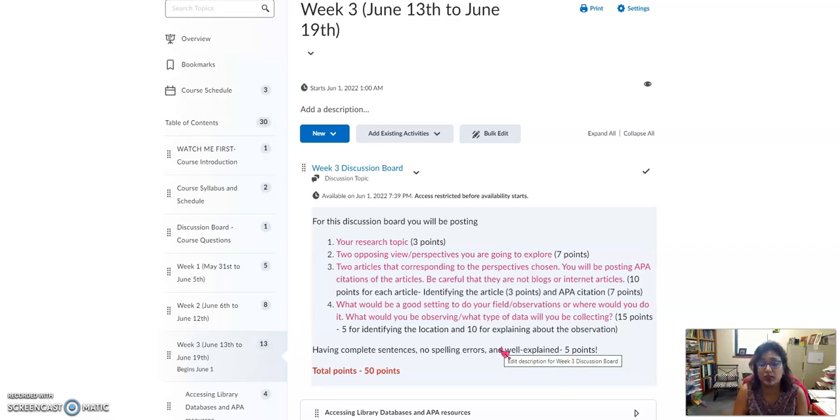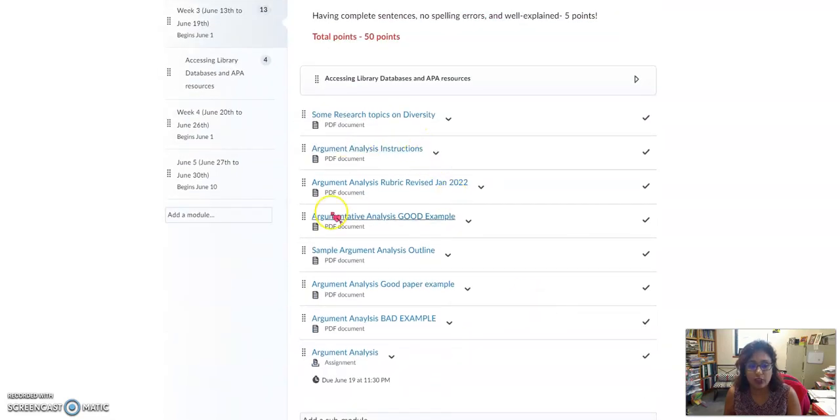And this is also another way that if something is amiss in the articles, or if it's not credible or anything else, you can get that checked from me, because you don't want to lose all those points. And then field observation, which is your week 4, you already have the location and things identified. So that also helps a lot. And then you're actually doing the assignment, which is for 150 points, your argument analysis. So if you have any questions, please don't hesitate to ask and put it on the first question discussion board.